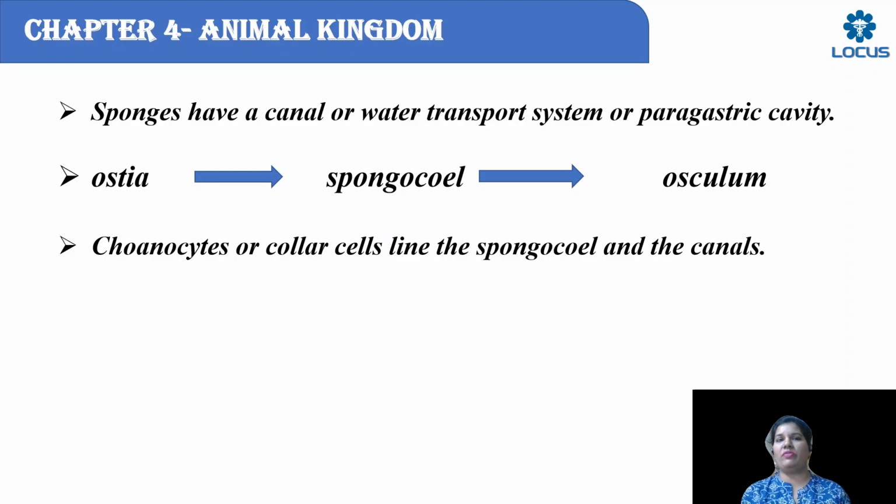Now, children, I told you about the external layer, that is the pinacoderm. The internal layer is called the choanoderm. And remember, choanoderm is lined by very special cells that you would find only in sponges, and they are called choanocytes. So you can see here choanocytes are also called collar cells, which line the spongocele and the canals. They are flagellated cells.